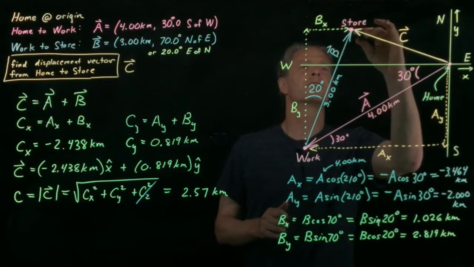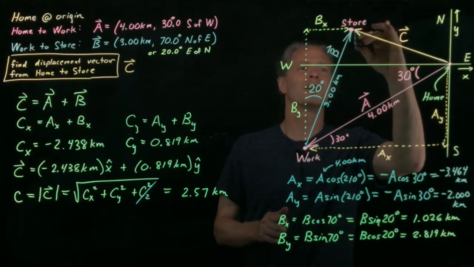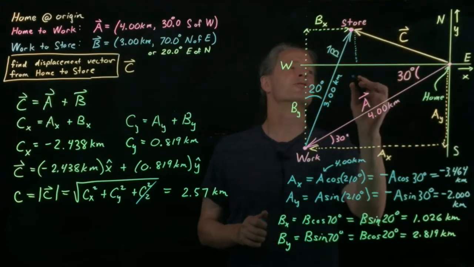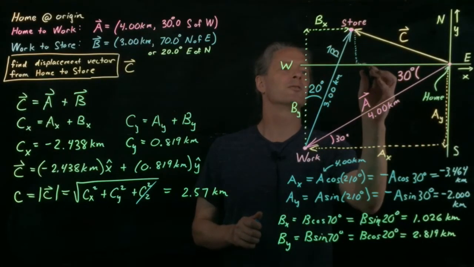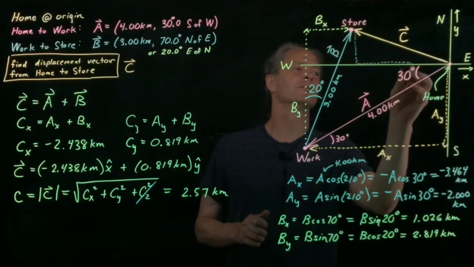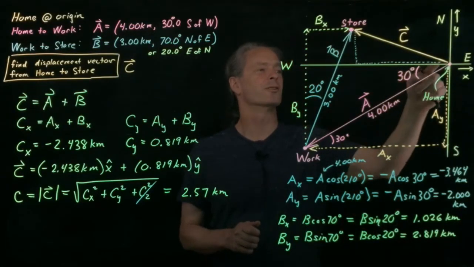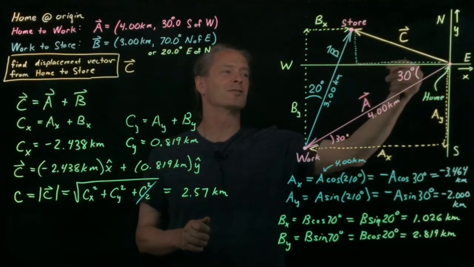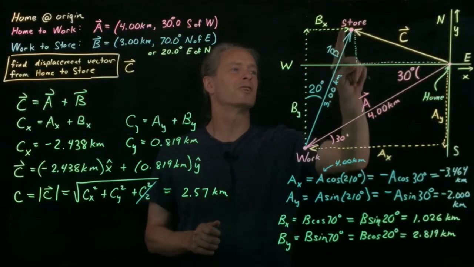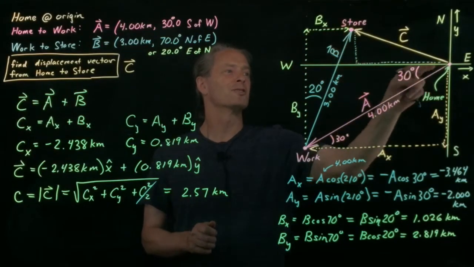All right, so here's the y component of vector c. I'm not going to put an arrow on it. I'm just going to try and dot it out. And here's the x component of vector c. The x component of vector c is in the negative x direction. The y component of vector c we get positive. So those are the amounts.